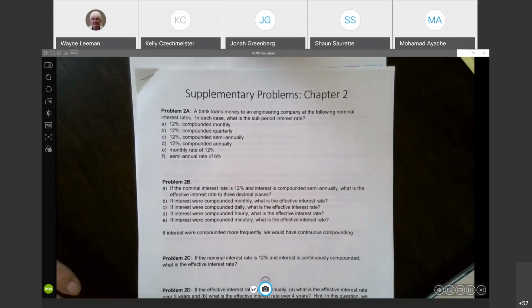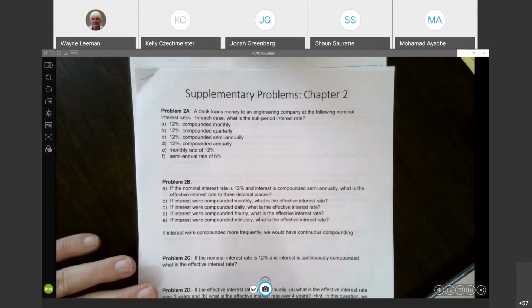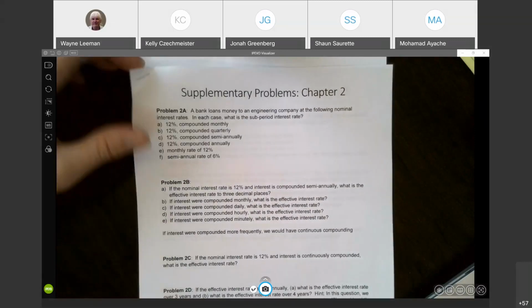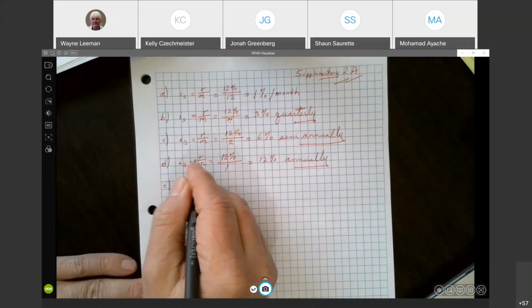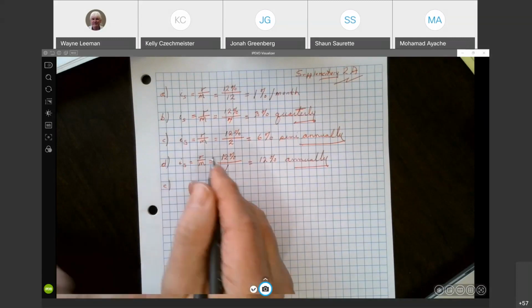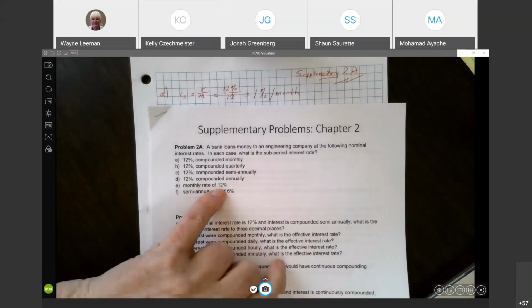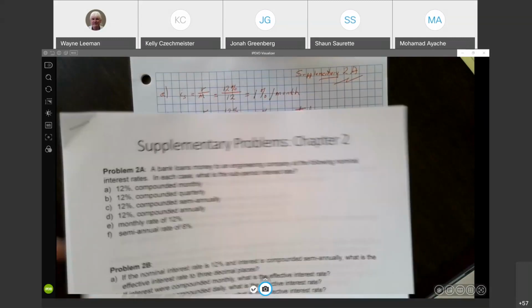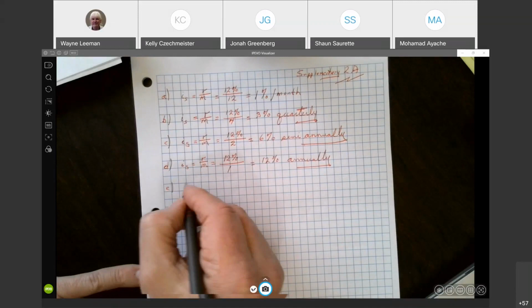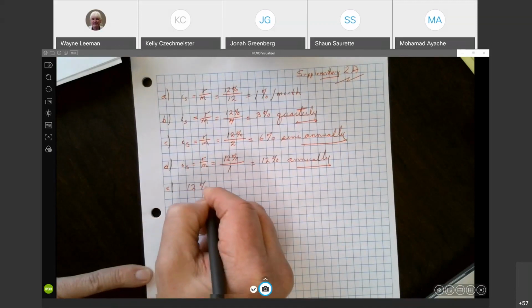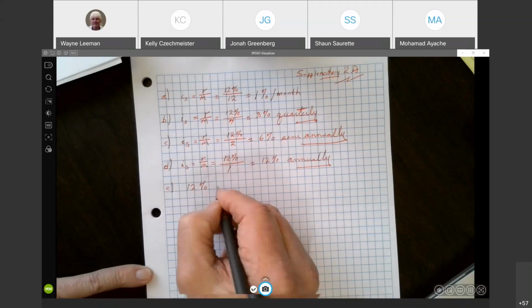Well, the answer to this is 12. It's already a sub-period interest rate, so we can't make it into it again. So the answer to E would be the monthly rate of 12%. So it's 12% monthly. It's already given to you. So be sure when you're reading a question, you're determining whether or not it is compounded, or are they giving you the sub-period interest rate to begin with. In this case, they're giving it to you. So the answer here is 12% monthly.